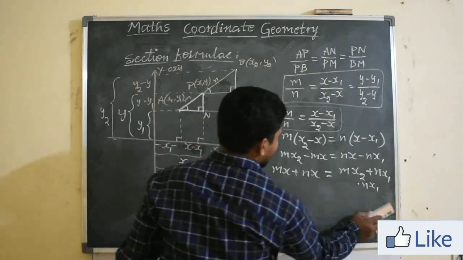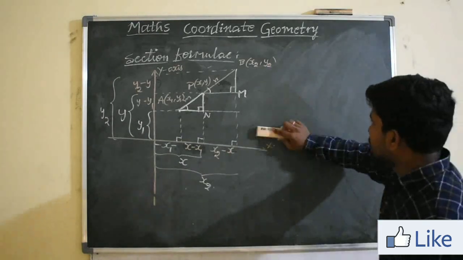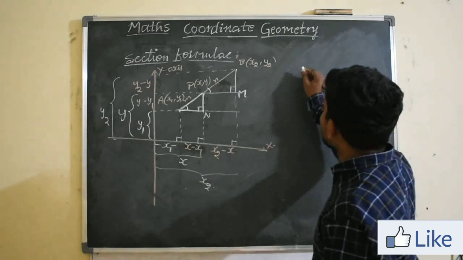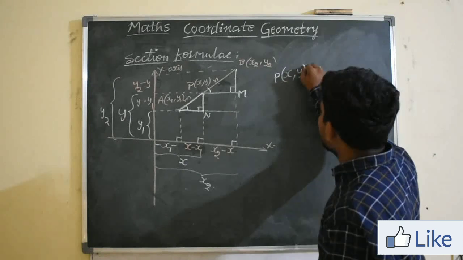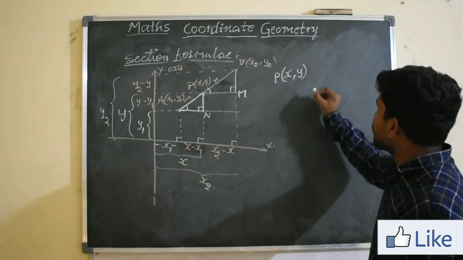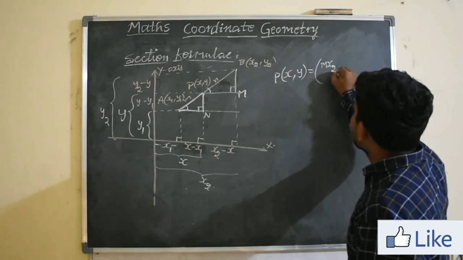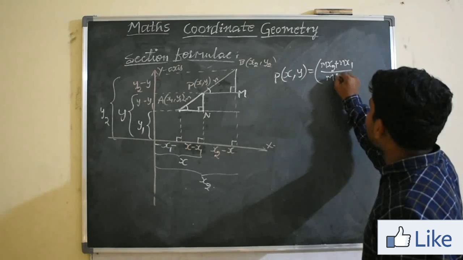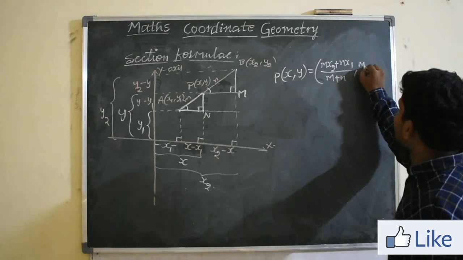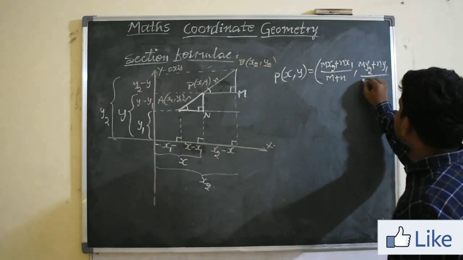Now see the different cases. So the point P coordinates I am writing here: x comma y, which is mx2 plus nx1 by m plus n and my2 plus ny1 by m plus n.